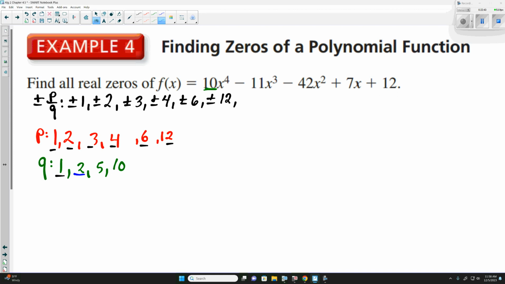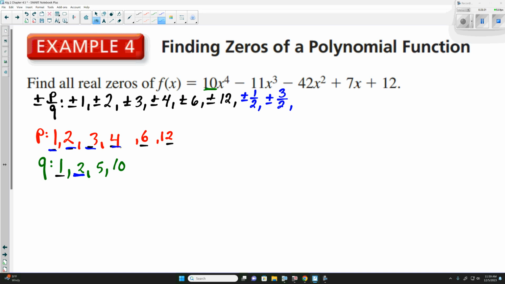Now what we're going to do next is divide each of the values of p by 2. So 1 divided by 2 is 1/2, and if we can reduce it, we're going to reduce it. Our next one is 2 divided by 2, which is 1. We already have it. If we have it already, we don't have to write it again. Our next one is 3 divided by 2, which is 3/2, because 3 does not divide by 2 nicely.